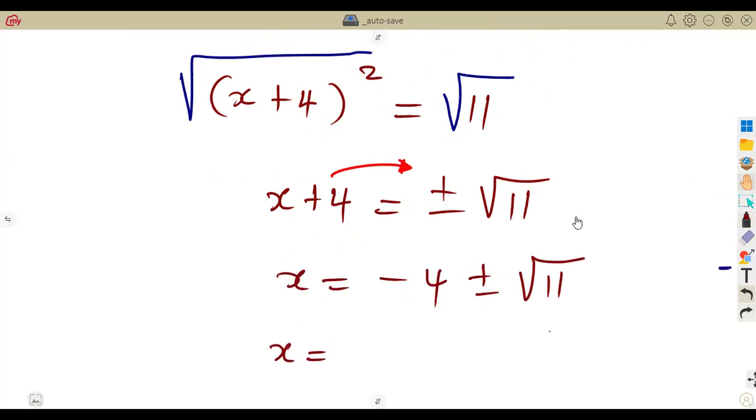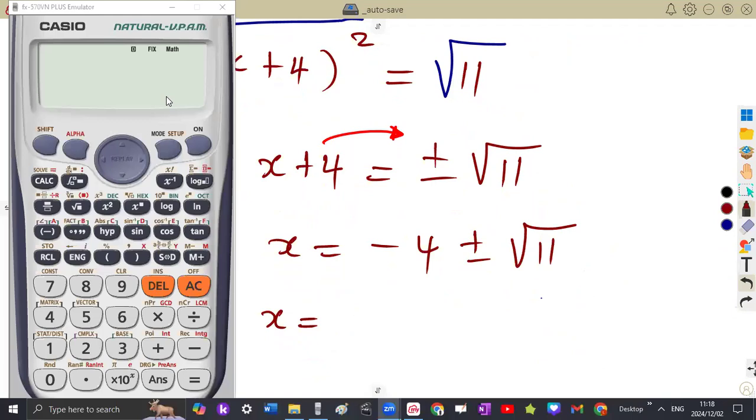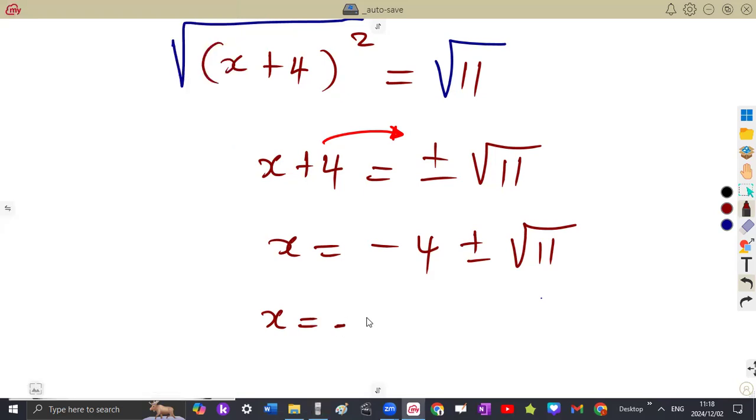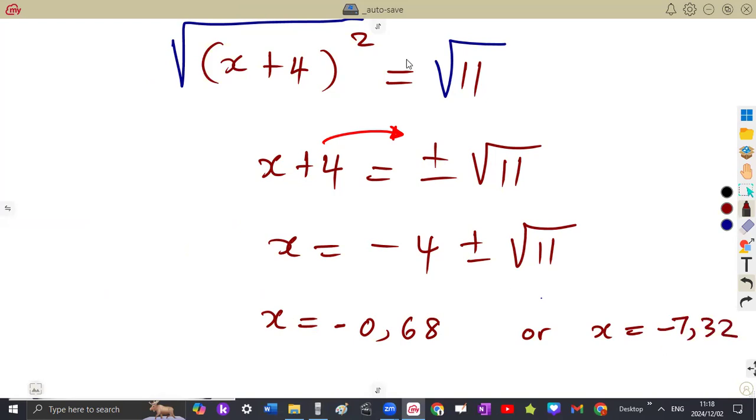Simplify, just like the previous case, on our calculators. Remember, we fixed our calculator to 2 decimal places, so our answers will be to 2 decimal places. Minus 4 plus the square root of 11. I'm going to start with the plus. That's minus 4 plus square root of 11, and to 2 decimal places that will be minus 0.68. Then this time a minus: minus 4 minus the square root of 11 is minus 7.32.